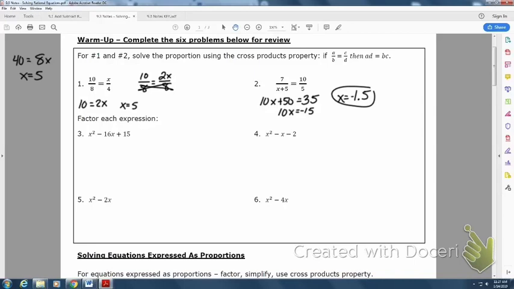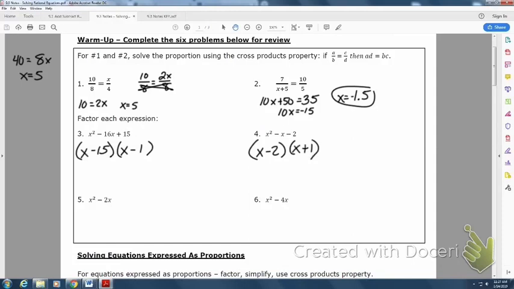To make sure we're good on factoring, number 3, what factors of 15 add up to negative 16? Negative 15 and negative 1. Number 4, what factors of negative 2 add up to negative 1? Negative 2 and positive 1.